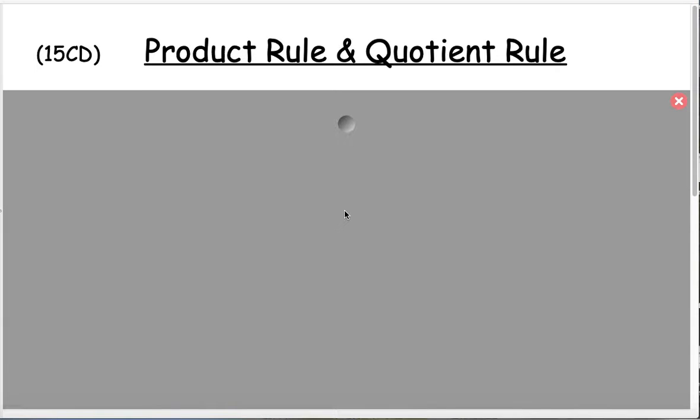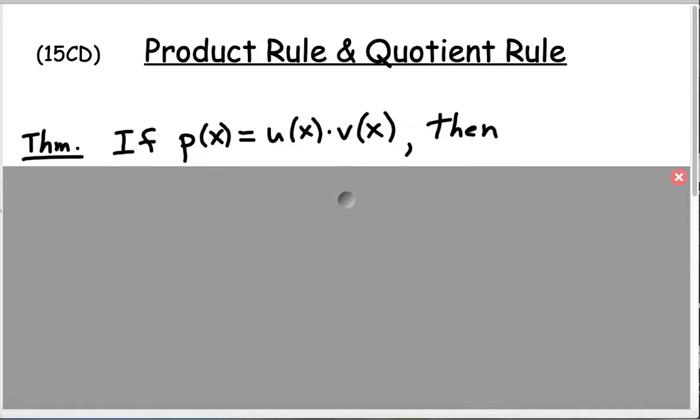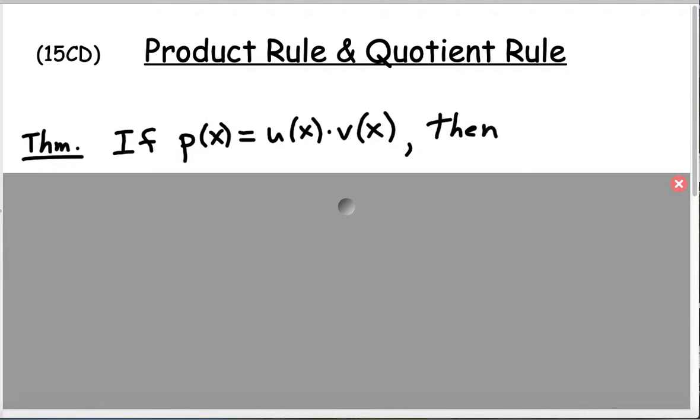Okay, let's learn some other techniques which will help us find derivatives of more complicated looking functions. Today we're going to focus on the product rule and the quotient rule. And let's start with the product rule.